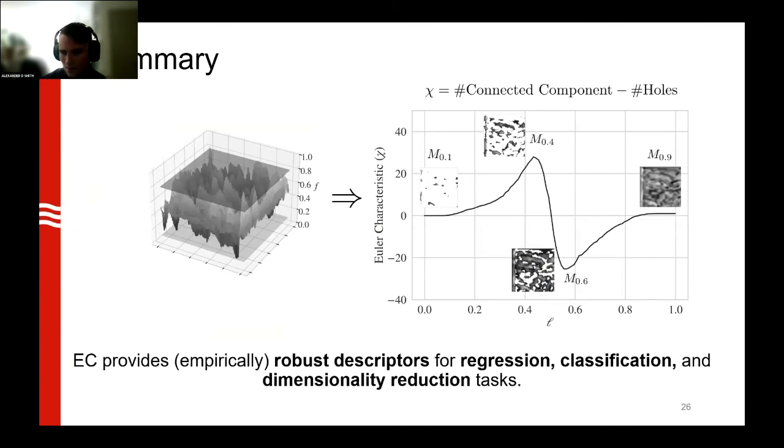I may be a little quick through this presentation, I'm not sure, but basically what I wanted to show is that the Euler characteristic curve and these topological representations of data are providing, empirically from our experience, robust descriptors for regression, classification, and dimensionality reduction tasks.